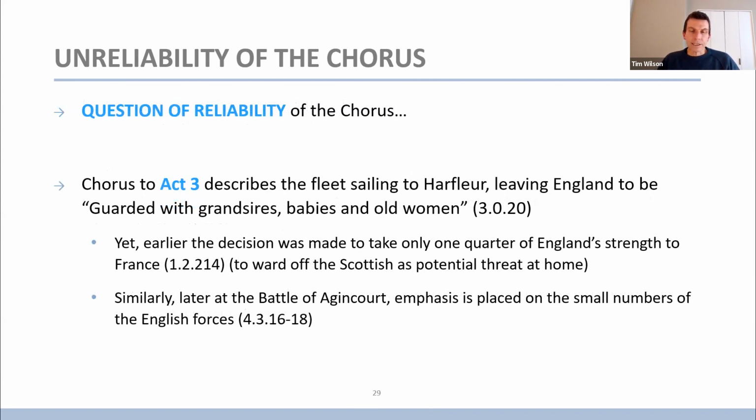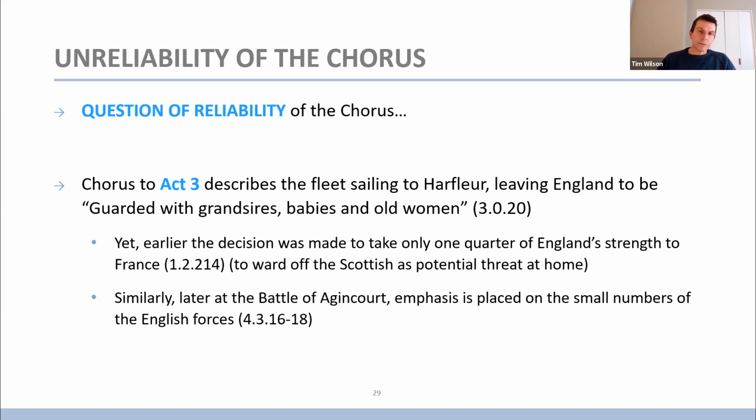There's also this question when we see the chorus to Act 3, which describes the fleet sailing to Harfleur, leaving England, quote, "guarded with grandsires, babies, and old women." So it's basically saying that all the fighting age men have come from England and they're there. Yet earlier the decision was made in Act 1, Scene 2 to take only a quarter of England's military strength to France, and they wanted to keep a very healthy defense there in case the Scottish were to threaten invasion from the north while they were fighting in France.